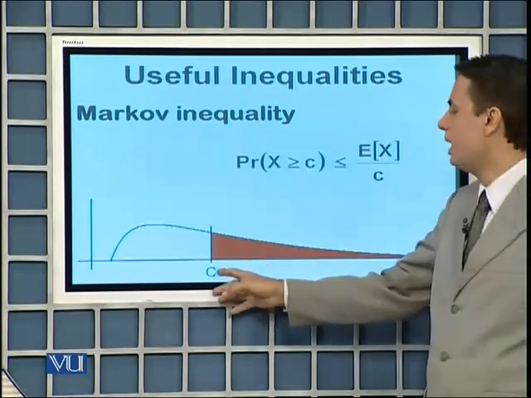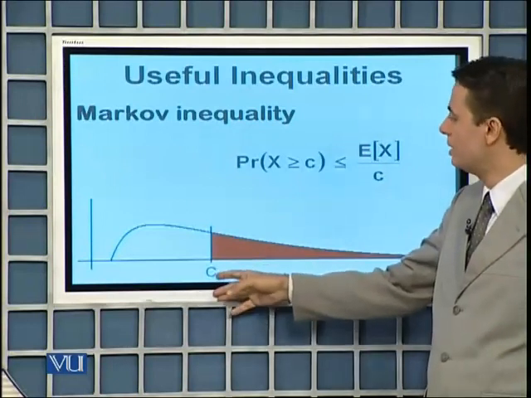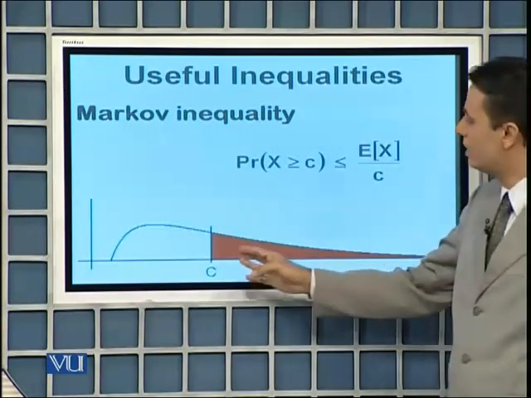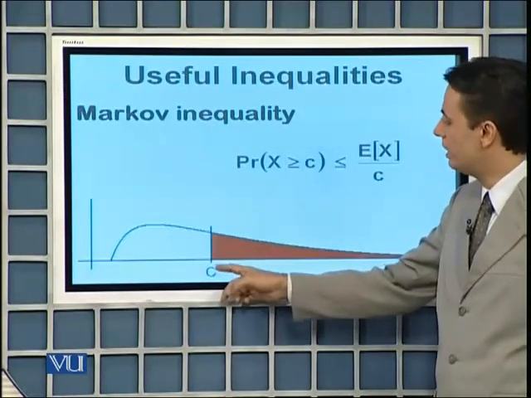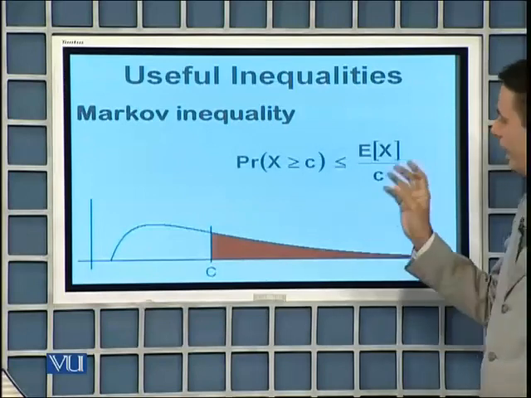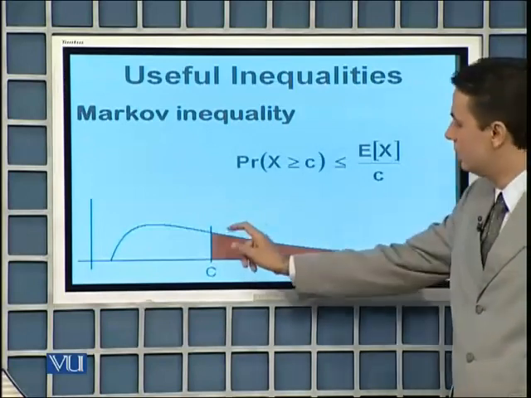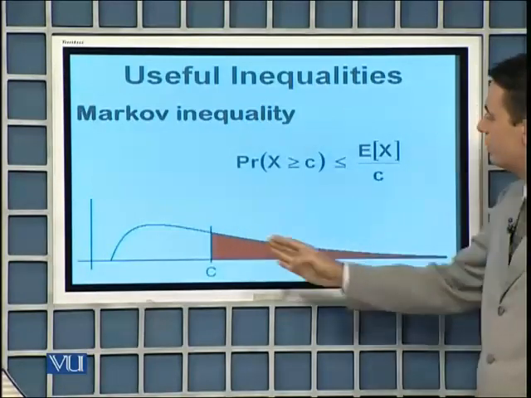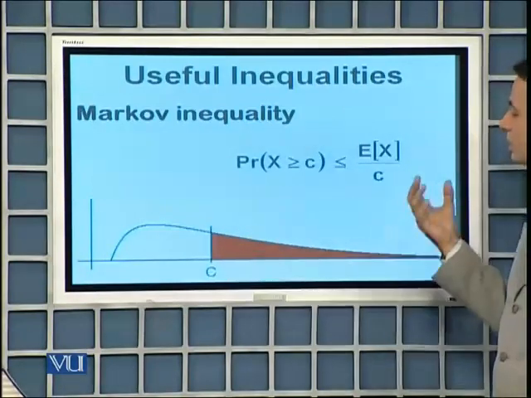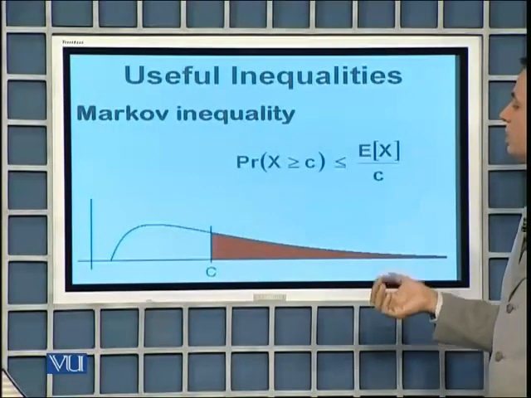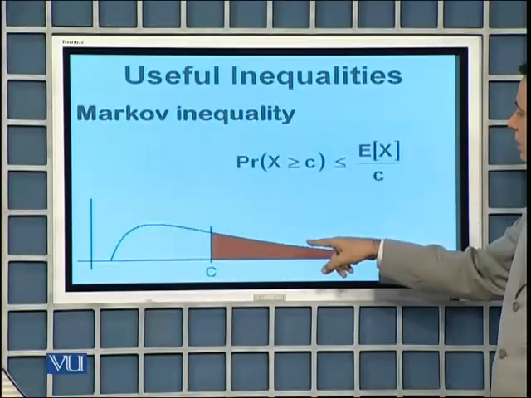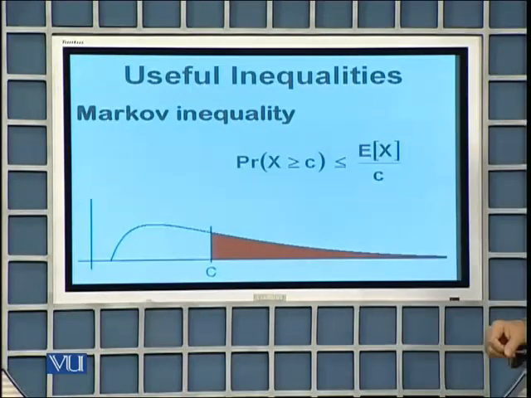This c can be any number, and once you pick the c, you will find the probability of this tail, the integration of this PDF from c to infinity, and Markov inequality says this area of the PDF from c to infinity is going to give you a number which will be less than or equal to the expected value of this random variable divided by c.